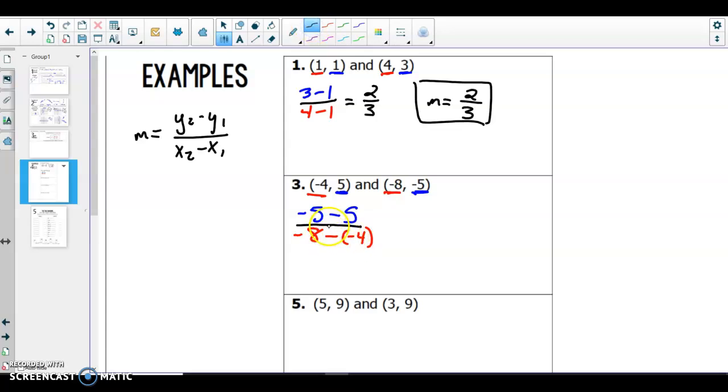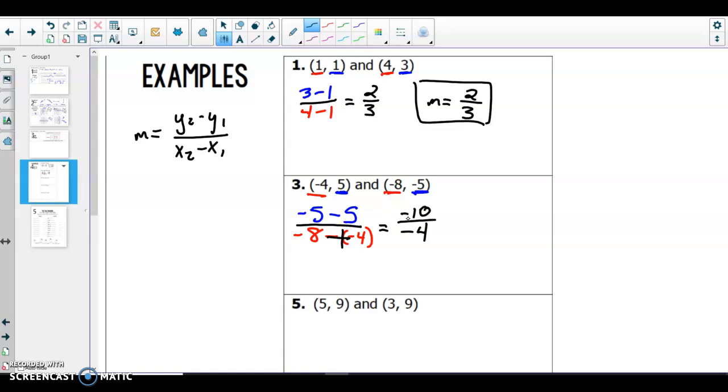I think we talked pretty extensively last week about how subtracting a negative is really just a positive, so I'm going to make that a plus sign. And now we'll put them together. -5 minus another 5 is going to be very negative. That's -10, divided by negative 8 plus 4. A negative 8 and a positive 4, the negative wins, and it wins by 4. Negative 10 over negative 4.